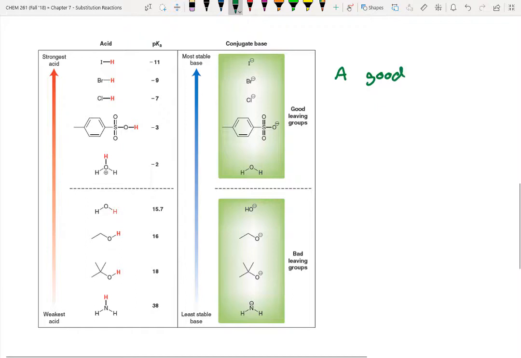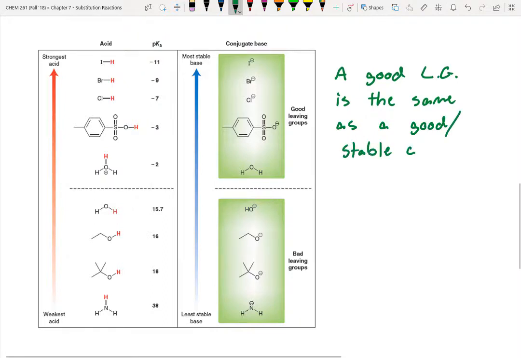So a good leaving group is the same as a good, stable conjugate base. Pretty easy to remember from the cardio rules.